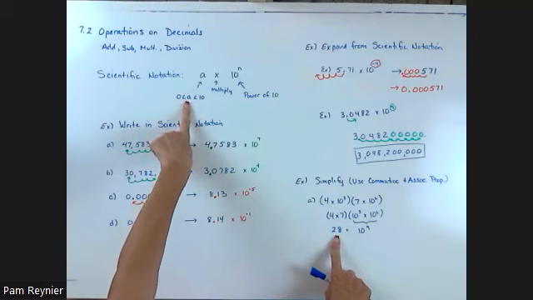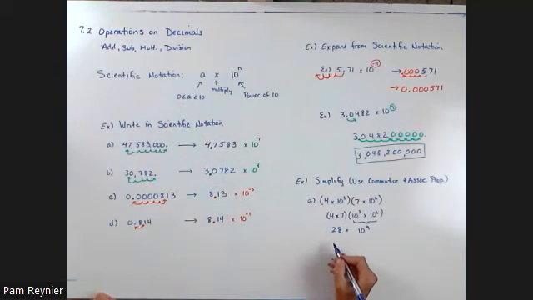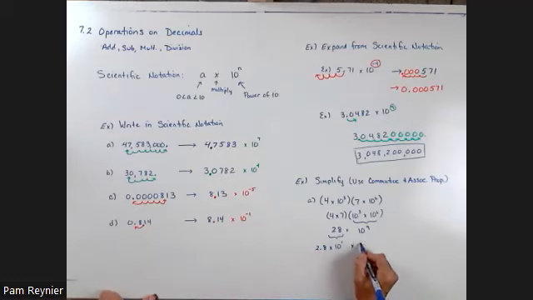So let's think about it. If I write this one in scientific notation, this would be 2.8 times 10 to the 1st. Because I'd multiply it 1 to the right. And then I still have this 10 to the 9th. I can combine these factors together because they're both powers of 10. So I end up with adding exponents, and I end up with 2.8 times 10 to the 10th power.